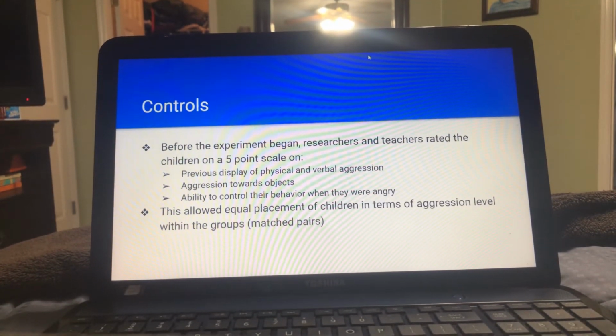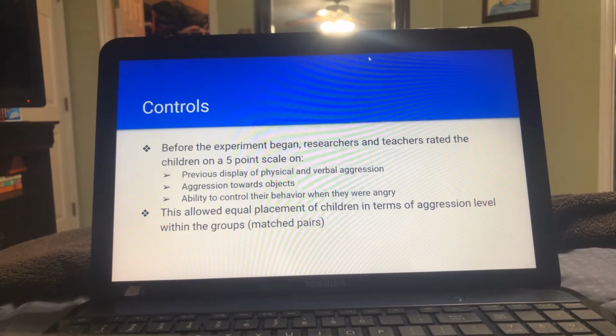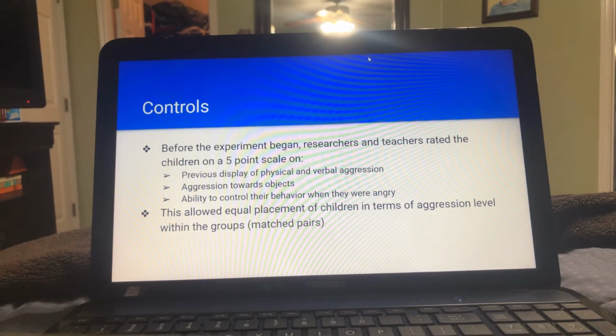Some controls of this experiment are that before the experiment began, researchers and teachers rated the children on a 5-point scale on previous display of physical and verbal aggression and aggression towards objects and ability to control their behavior when they were angry. This allowed equal placement for children in terms of aggression level within the groups, which allowed for matched pairs.